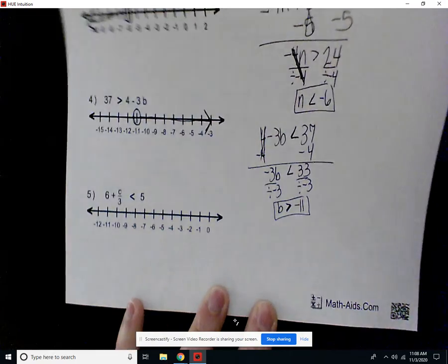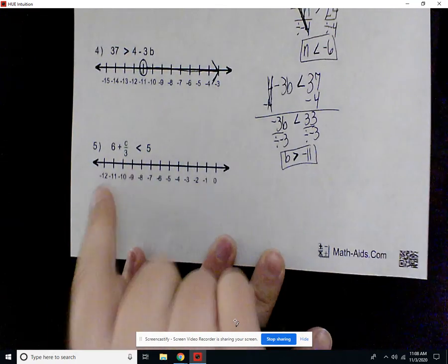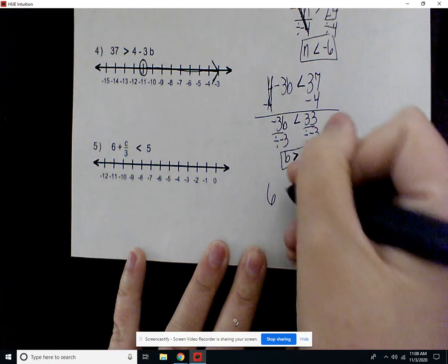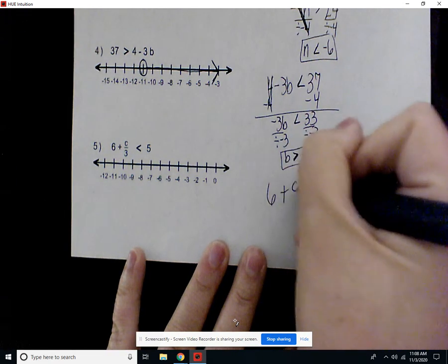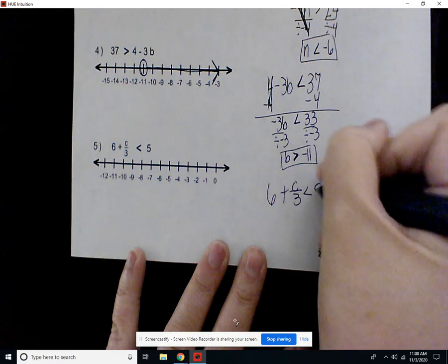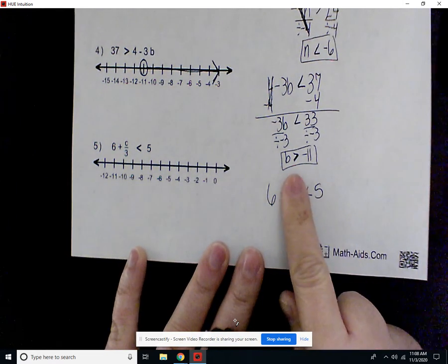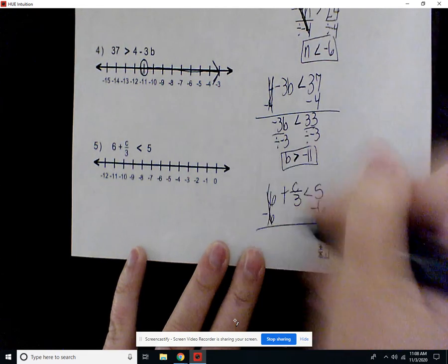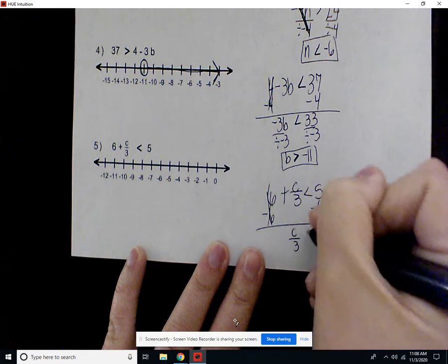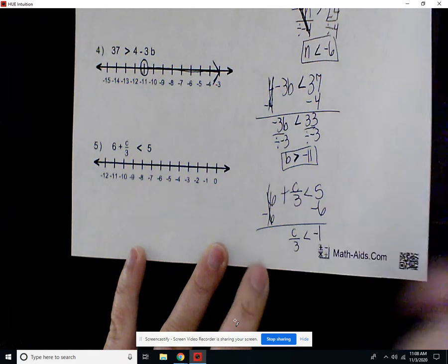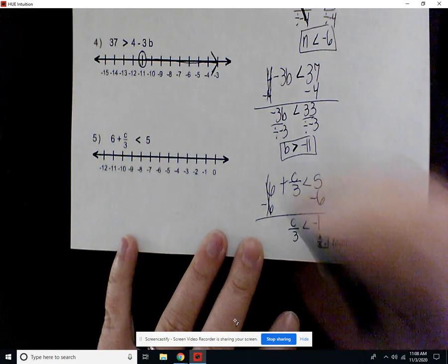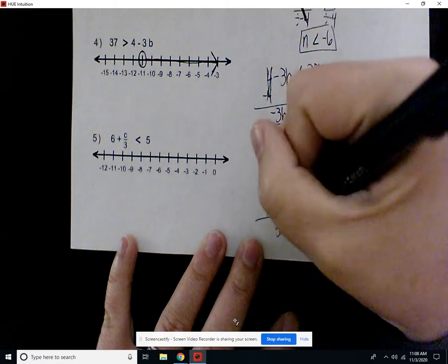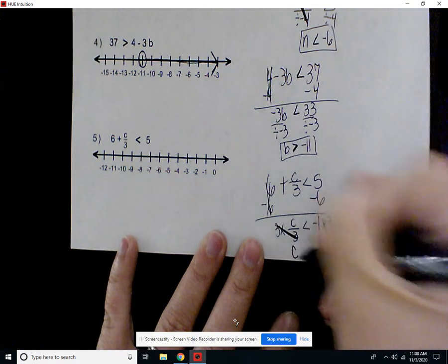Okay, and then for our last one, we have 6 plus c over 3 is less than 5. Okay, so again, cover up our letter, bring down the opposite of 6, which is minus 6. We're left with c over 3. 5 minus 6 is negative 1. C over 3 is division, so the opposite is multiplication. Multiplied by 3, we're left with c.